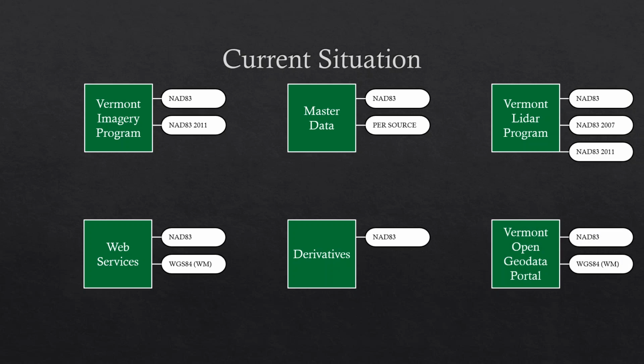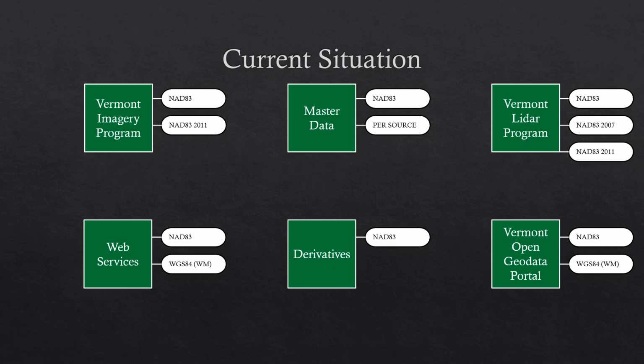We also have an open data or open geodata portal at VCGI that serves out data that VCGI manages, as well as data provided by partner agencies and organizations. And again, the portal is focused on NAD83. For example, if you get a shapefile through the portal, it is likely going to be in NAD83. If you find a web service in the portal to use in an app or software, it's going to be in web Mercator or NAD83. And sometimes it is available in both.